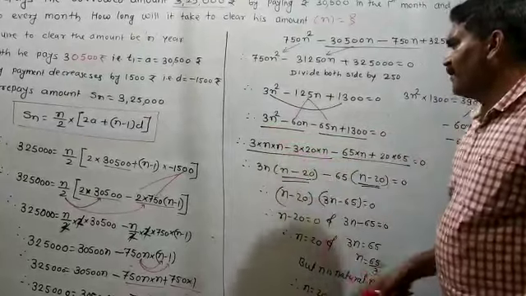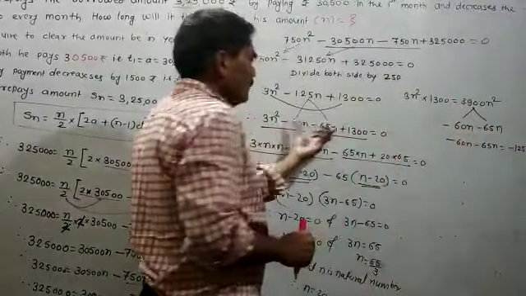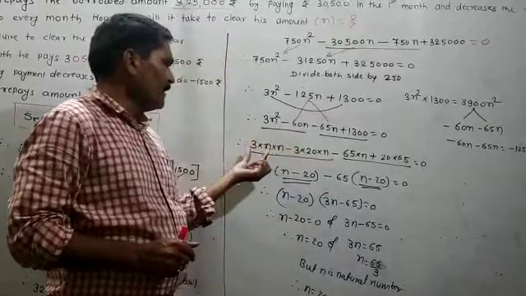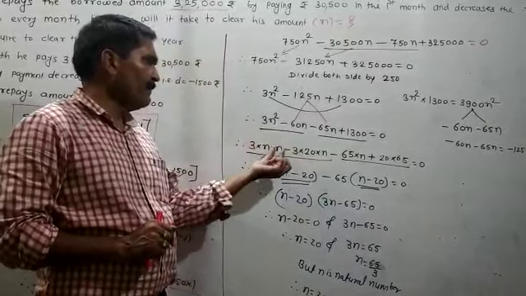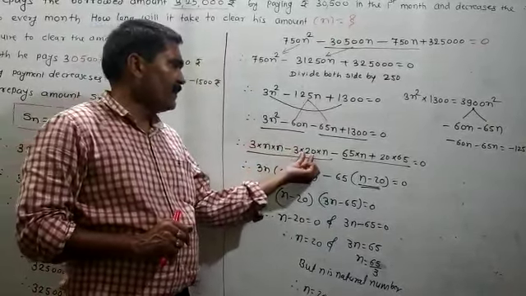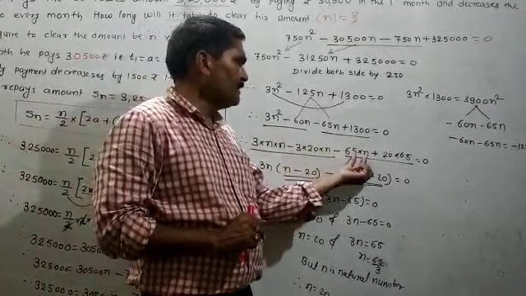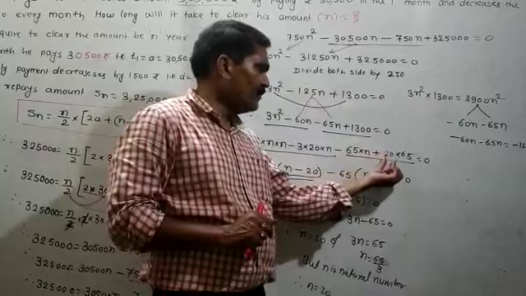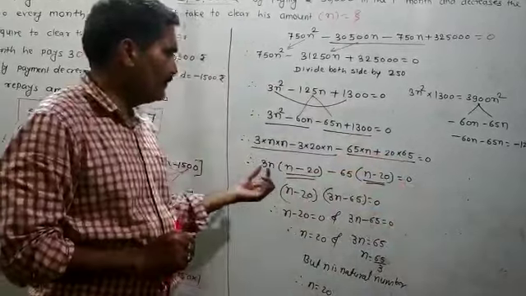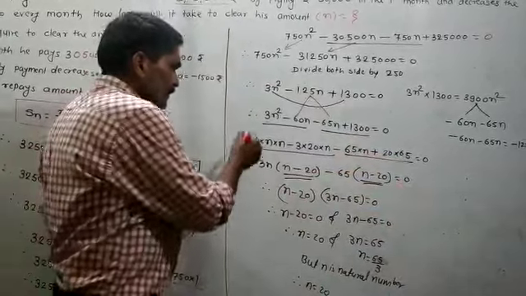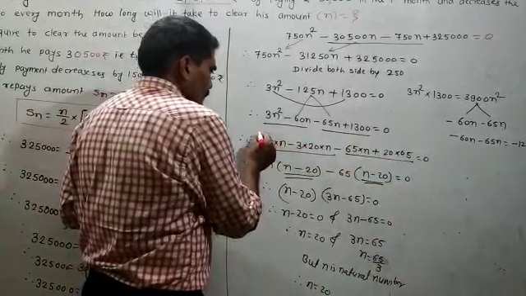This you have to write in the product form. You have to do the group of the first two terms and group of the last two terms. You have to write in the product form. 3 multiplied by n multiplied by n, and 3 multiplied by 20 means 60 into n. This 65 as it is, you have to write, this 1300 you will write 20 multiplied by 65 is equal to 0.